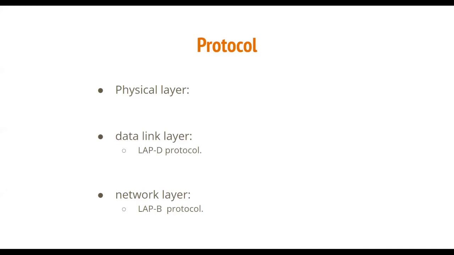Protocols of ISDN. From the point of view of the OSI standard, an ISDN stack consists of three protocols: physical layer, data link layer, network layer. The physical layer defines I.430, which defines the basic access physical interface, and I.431, which defines the primary access physical interface.